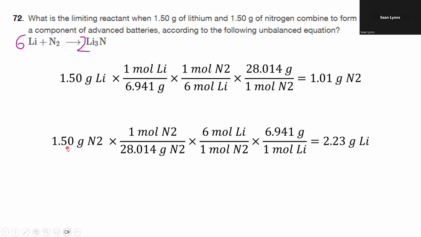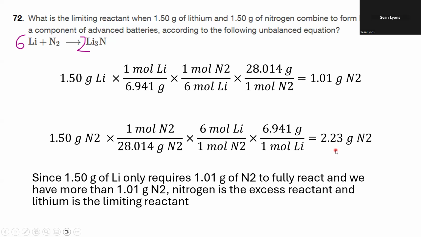But if we did start with 1.5 grams of nitrogen, we would need 2.23 grams of lithium. But again, we only have 1.5 grams. So since this is going to run out before we can actually react all of the 1.5 grams of nitrogen, that makes the nitrogen, again, the excess reactant, makes the lithium the limiting reactant. So there's multiple ways that you could approach it.